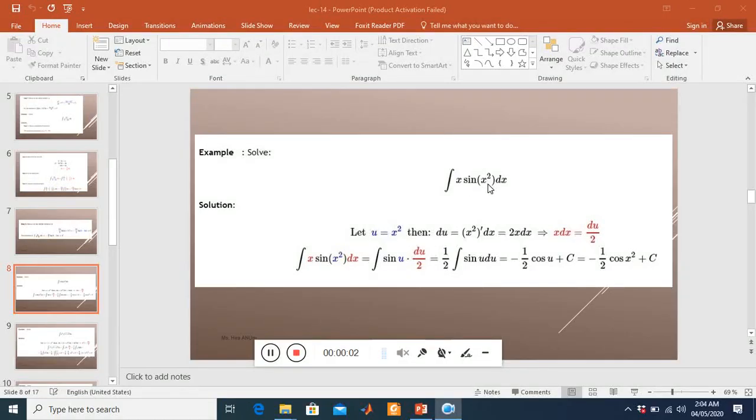Put x square equals u, so taking the derivative of this, du equals 2x dx. So we have x and dx here, so x dx equals du over 2. Our function becomes the integral of sin u times du over 2. Taking 1 over 2 out of this, the integral of sin u du. The integral of sin is minus cos, so our answer is minus 1 over 2 cos u plus c. Putting the value of u, it becomes minus 1 over 2 cos x square plus c.